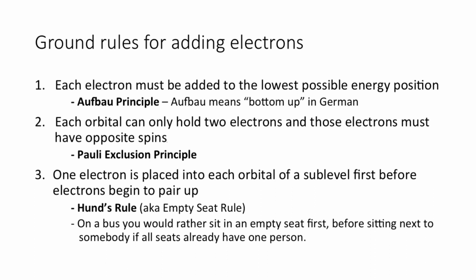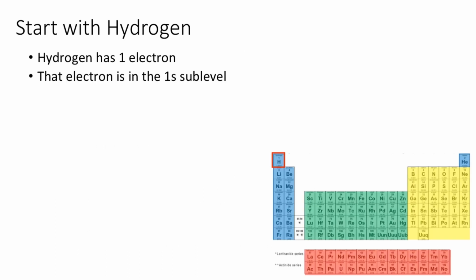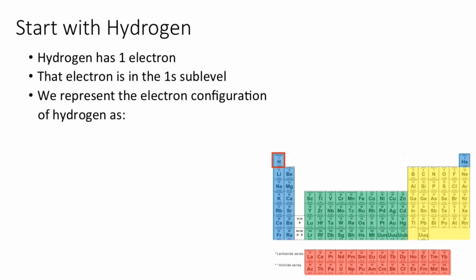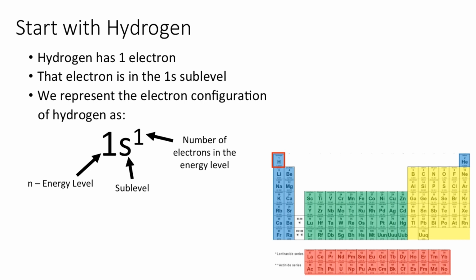So let's take a look at how we're going to diagram both electron configurations and orbital diagrams using our example of hydrogen. Now, hydrogen has only 1 electron, and that's going to be held within the s sublevel on the first energy level. We're going to refer to this in the future as the 1s sublevel. To write the electron configuration, we're going to write the energy level, then the sublevel, then as a superscript, the number of electrons held within that sublevel. For hydrogen, because there's only 1 electron, it would be written as 1s1.